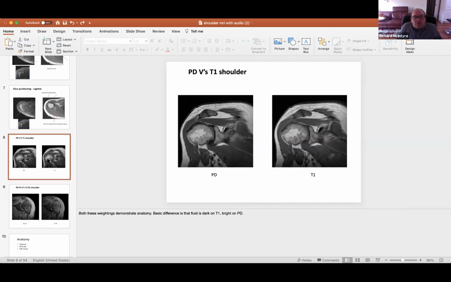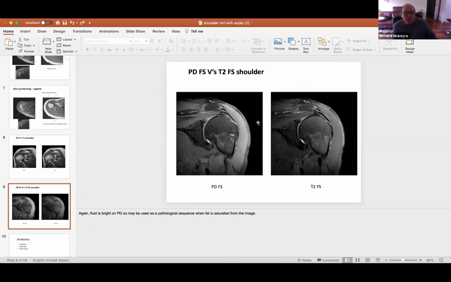So there's a proton density and a T1 image of a shoulder. We can see exactly what I said before, in that those images look very similar, and their purpose is the same, and that is to show anatomy. So we can see the anatomical structures very well in these images.